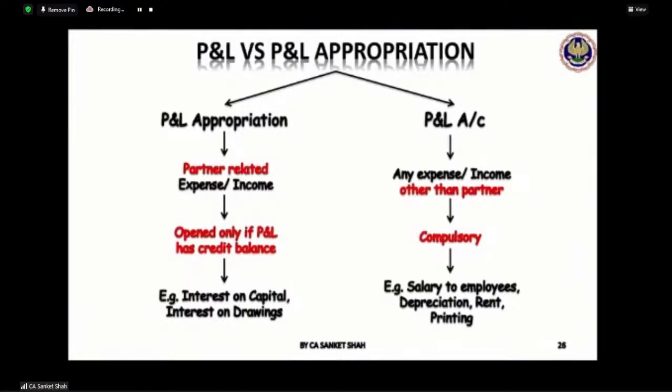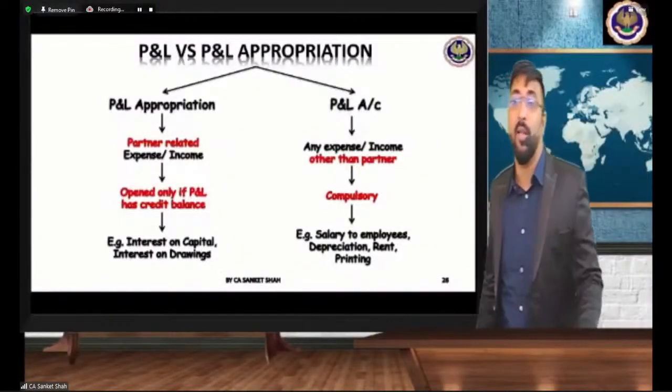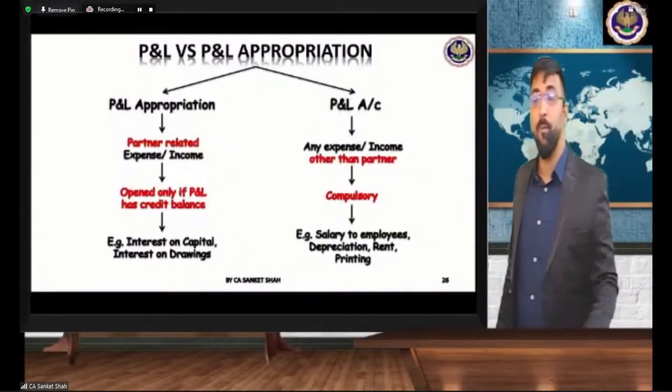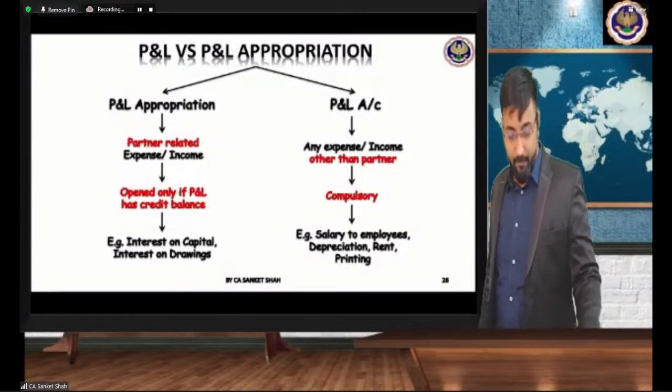Varshita is saying, sir, I am from science background, so I am a little bit worried about this course. But I am telling you, though you are from science background, if you understand the basic rules, it is not at all difficult. I know many science background students who are now chartered accountants and they are my students. So don't worry if you are from science background, it's okay.